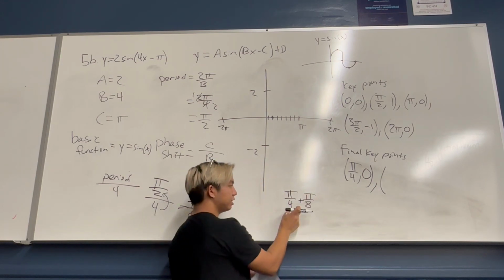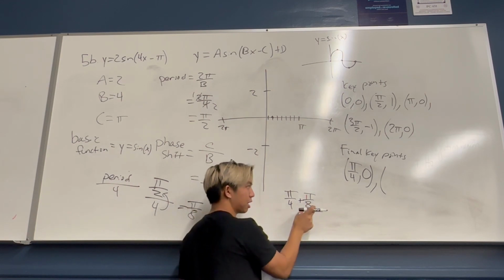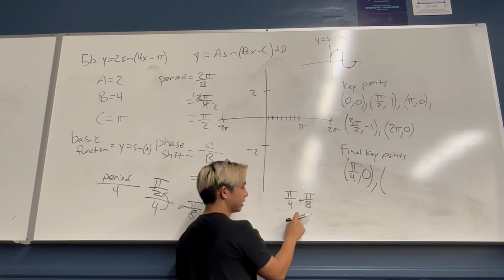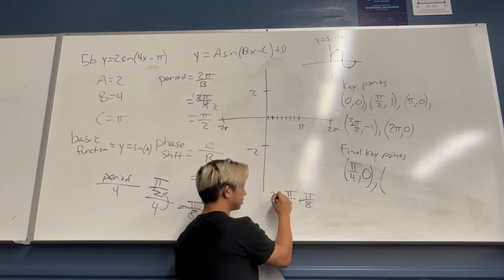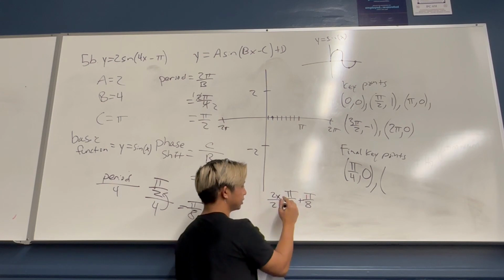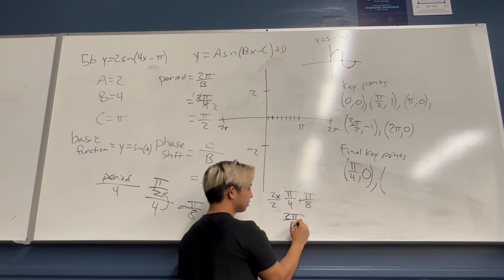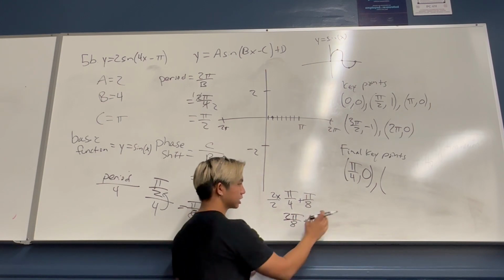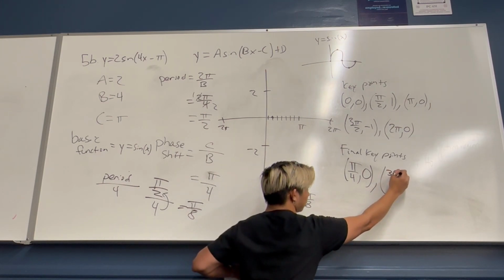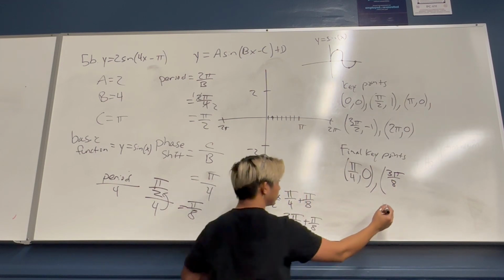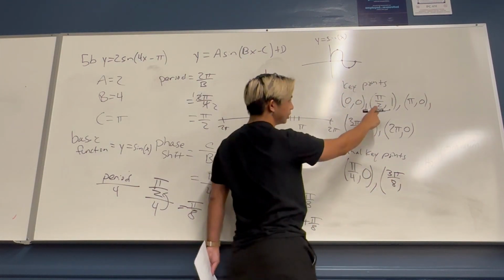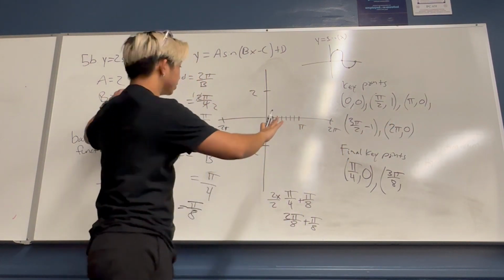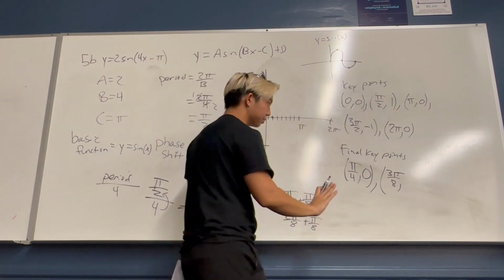But now we notice that the denominators do not match up. So I'm going to do something to this side to make it something over 8. I'm going to multiply it by 2 on the top and bottom. So this becomes 2 pi over 8 plus pi over 8. So now our next coordinate is 3 pi over 8, comma what? We look up here, and what's our y value? 1, right? Again, I'm going to multiply the amplitude by that 1. So now I get 2.